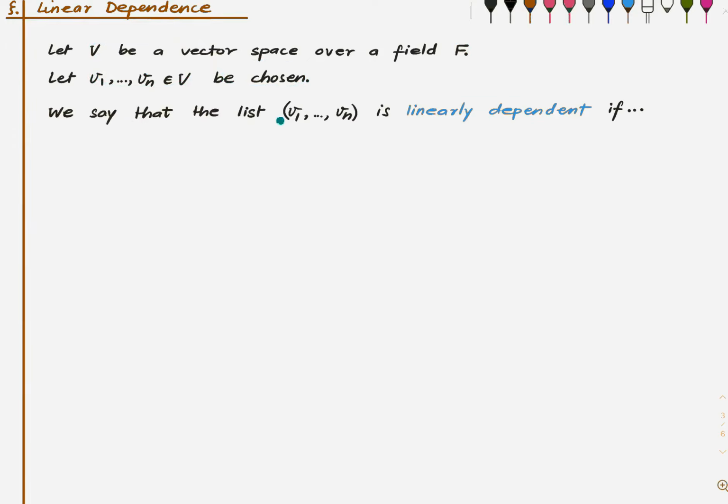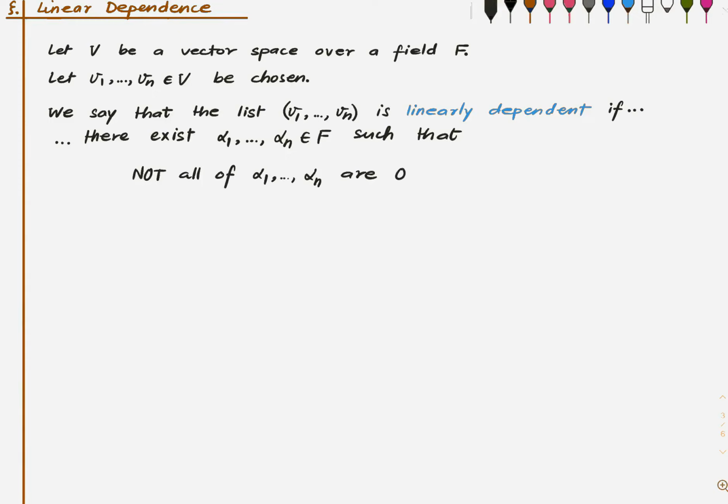We say that this list is a linearly dependent list if there exist scalars such that two things. Not all of these are 0, meaning at least one is non-zero, and this linear combination is 0. So what we are saying is that there is a non-trivial linear combination of the vectors which vanishes.